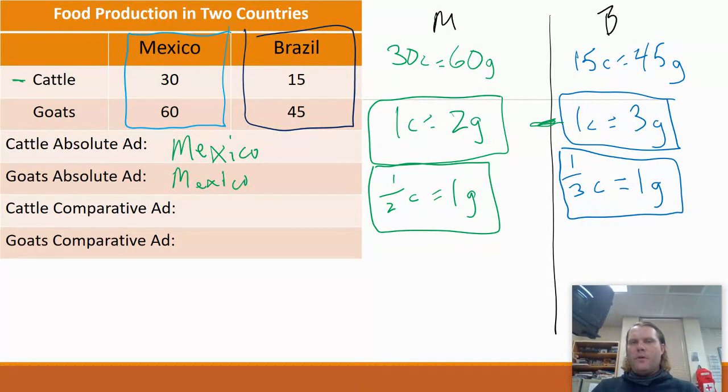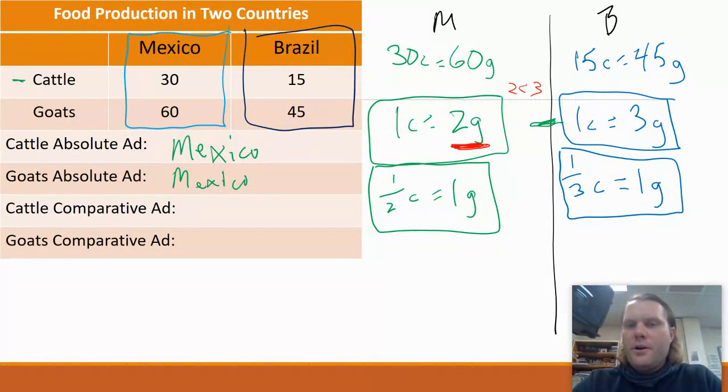Now we can compare. Remember, what we are looking for is, when we have 1C and 1C, who gives up less? Who gives up less to produce that one cattle? In this case, 2 is less than 3. Mexico has the comparative advantage in producing cattle, because 2 is less than 3.